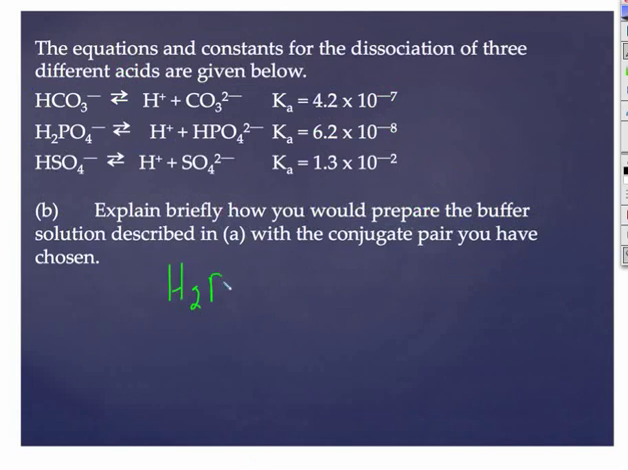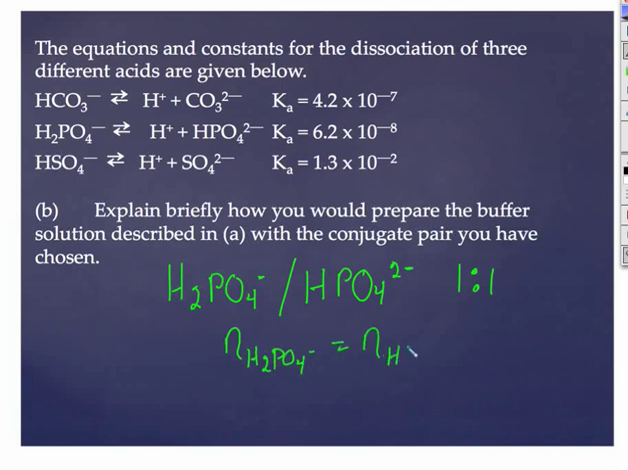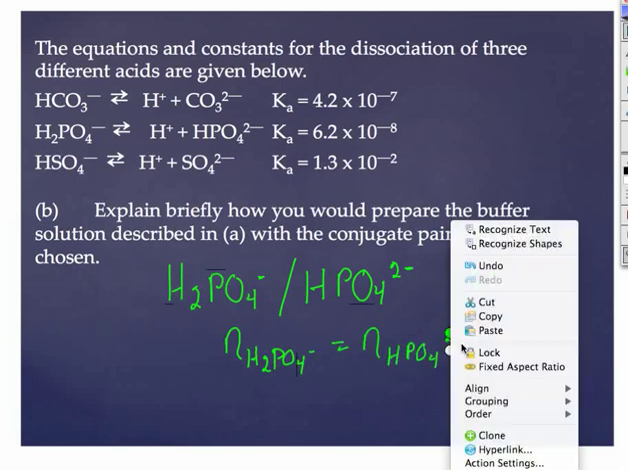So I have H2PO4-, that's an ion. And I have HPO4 2-, that is also an ion, an anion. And I want to get them in there in a 1-to-1 mole ratio. And so I want to add somehow equal numbers. So I want the moles of this H2PO4- to equal my moles of HPO4 2-.